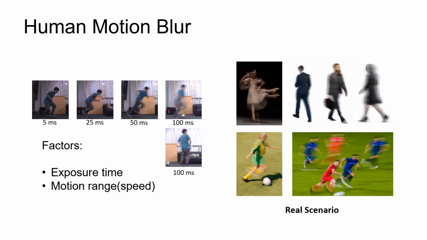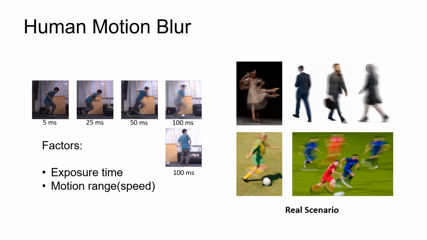Human motion blur is primarily influenced by factors such as exposure time and the speed of motion. Longer exposure times, especially in low light conditions, or rapid human movements can lead to pronounced motion blur in photographs or videos. This blur presents significant challenges when it comes to accurately estimating human poses.